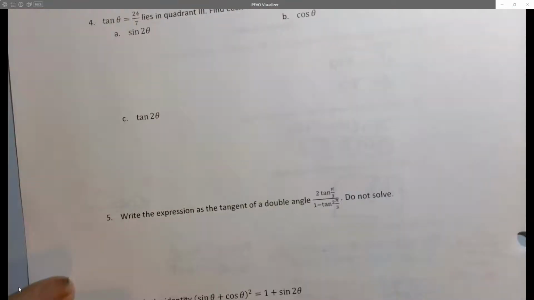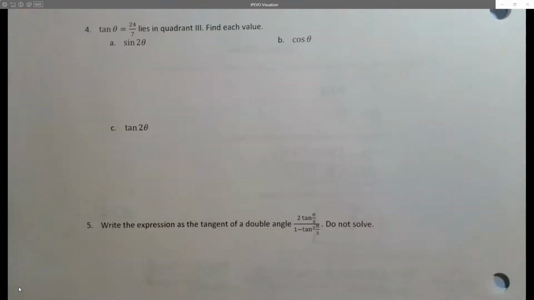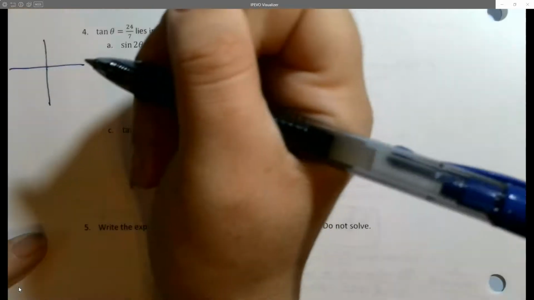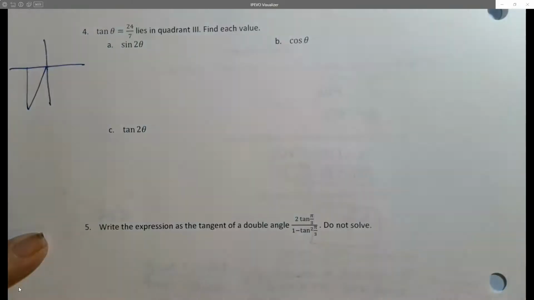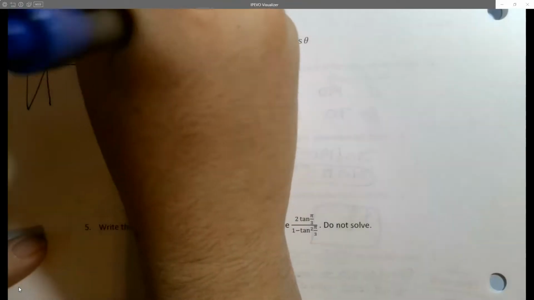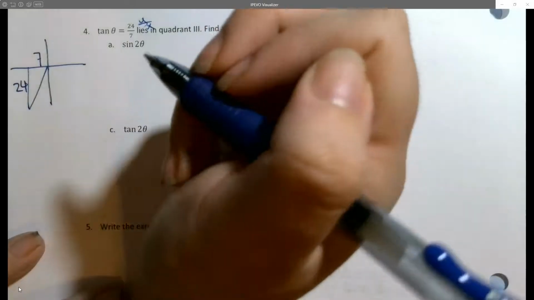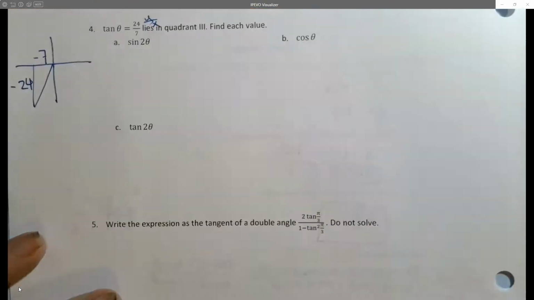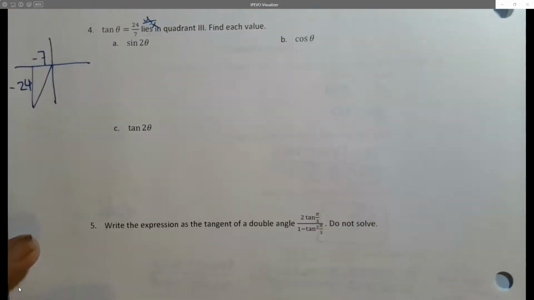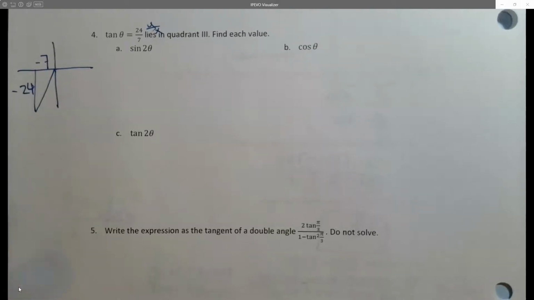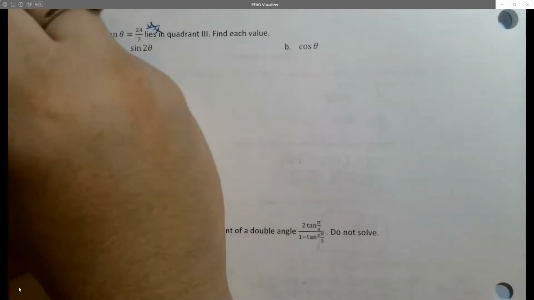Moving on. The next one tells me that tangent is 24 over 7 and lies in quadrant 3. Find each value. So again, I want to sketch out another picture. Quadrant 3 is this one. I know tangent is y over x, so this is going to be 24 and 7. Because it's in quadrant 3, both of these values are negative. I want to figure out my hypotenuse. I could use the Pythagorean theorem, and that will get me the 25 right here.